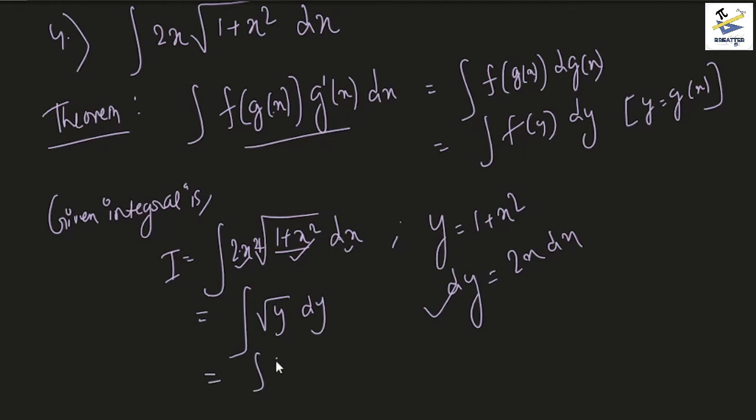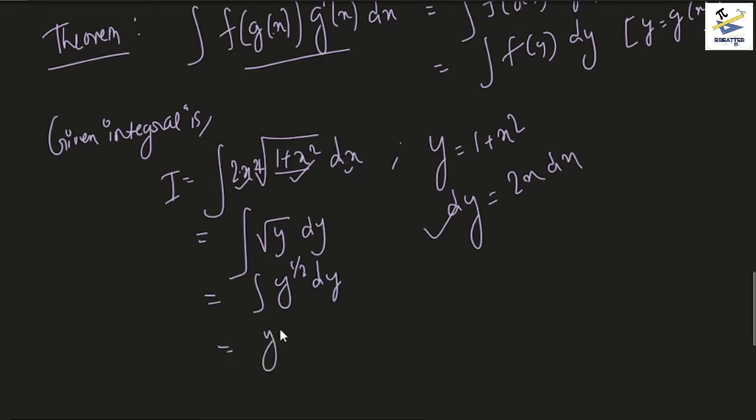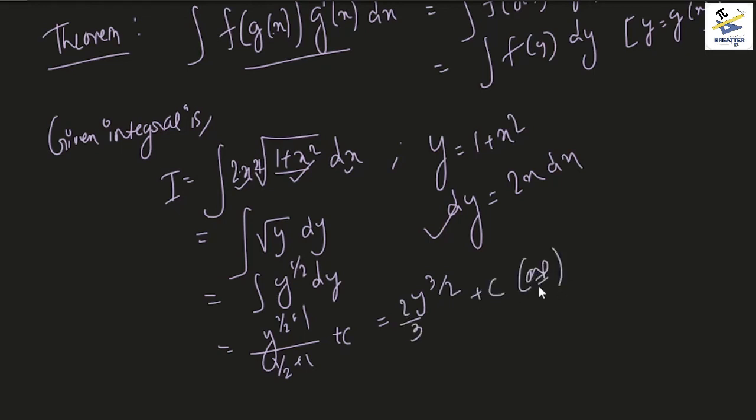And this is an easy one because this is just y to the power half dy, and using the rule you can find it as y to the power half plus 1 divided by half plus 1 plus c, which is basically y to the power 3 by 2 into 2 by 3 plus c, which is the answer, right? So this is the integral and this is the answer, and we can just substitute back to get our answer in terms of x, obviously. So it is basically 2 into 1 plus x square to the power 3 by 2 whole by 3 plus c. This is our integral, right?